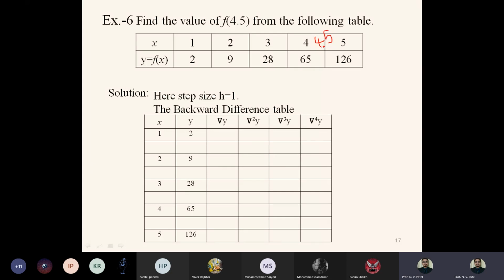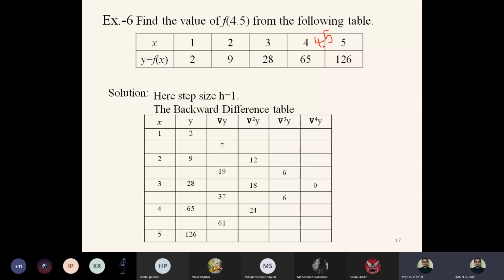So let's get the corresponding value of y. It may lie between 65 and 126. The answer will lie between 65 and 126. For this, first construct your forward or backward difference table. Tabular values are similar. We just have to do lower value minus upper value.